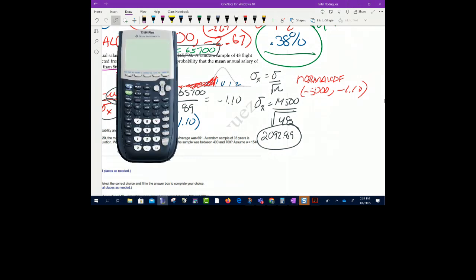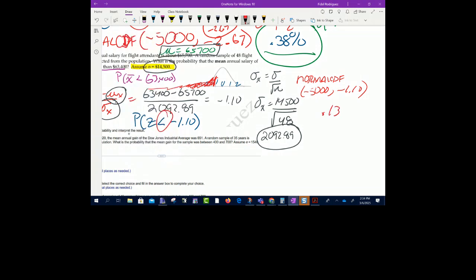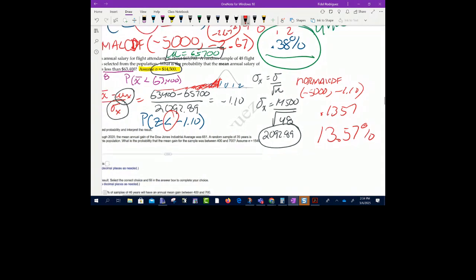Let's go clear, second vars, to number 2, normal CDF. We said negative 5,000, comma, and negative 1.10. Boom. All right, y'all, to 4 decimal places, what do you think? 0.1356 or 0.1357? 0.1357. And guys, I'm going to leave it like that. But if they ask me to write that as a percent, do you all agree it'd be 13.57%? Would that be unusual? No, because it's more than what? More than 5, right? There you go.